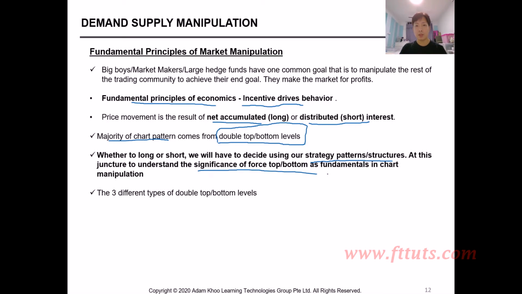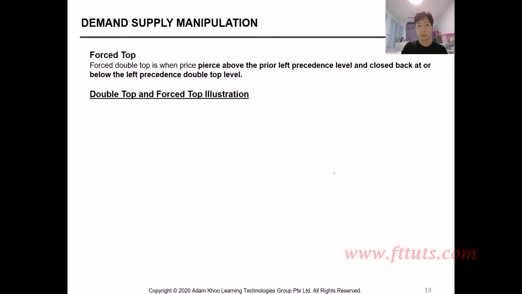Okay, like I mentioned, as of this junction, the learning objective is to understand the significance of what we call a false top, false bottom first. Okay, before we go into what's the strategy structures to trade. So there's three different types of double top, double bottom levels. Okay, so I'm going to share with you this. Okay, what's a double top?